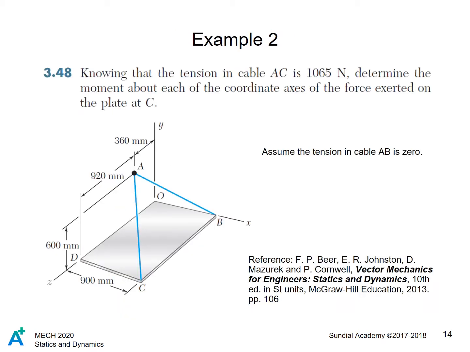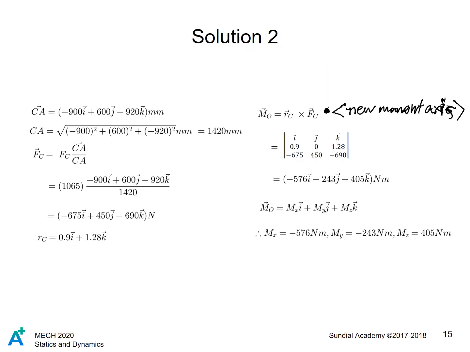Here we have another problem on moment. Please pause the video and take 5 minutes to attempt this problem yourself. Now that you have attempted this problem yourself, we'll go over our approach. We find the length of cable CA and turn the distance vector of CA into a unit vector. Then we multiply this unit vector onto the magnitude for the tension force vector CA.